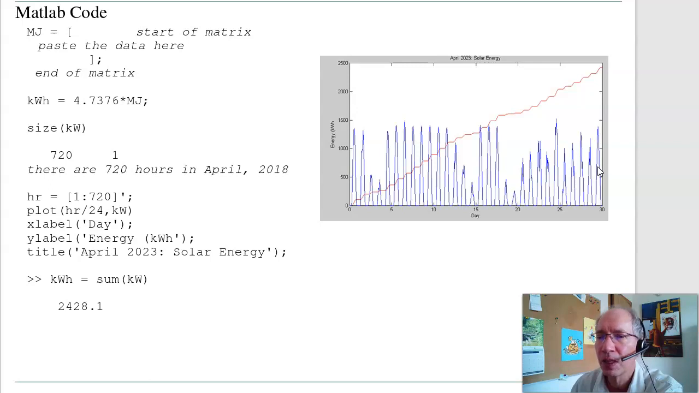To find out the total amount of energy that I produce, add it all up. That's integration. The neat thing is this is sampled every hour. So take the kilowatts times 1, I get kilowatt hours. Add them all up, the total kilowatt hours is 2428.1. That's how much energy I would produce during the month of April 2023 using these solar panels.